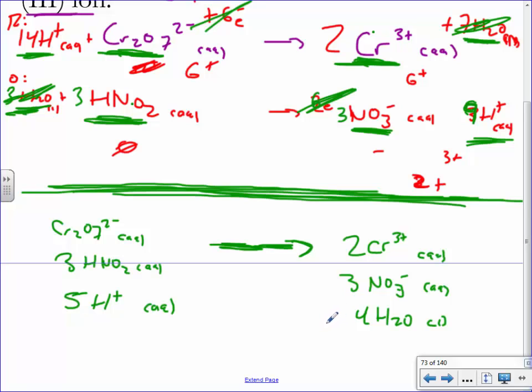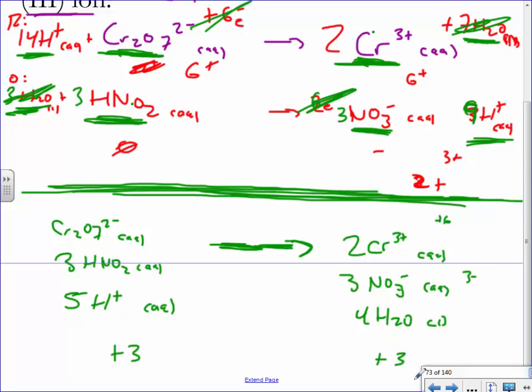But most importantly, charge better be balanced as well. So we have 2 negative right here and 5 positive, which leaves a net of 3 plus on this side. This side over here better also have a net of 3 plus. And you've got 6 plus right here and 3 negative right here. So yeah, it also has a net of 3 plus. So everything's balanced.